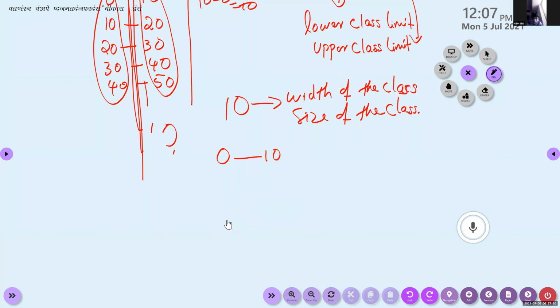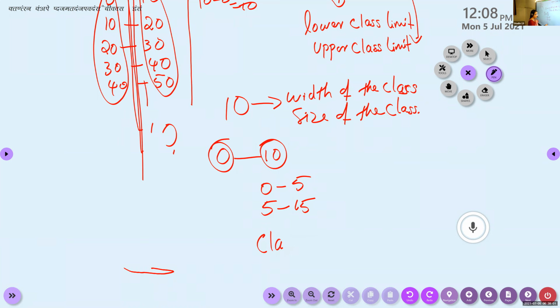The width of the class you can choose. Width means the difference between the highest value in the class and the least value in the class. Here I took 0 to 10, 10 to 20, 20 to 30, so on. So I have chosen the class width, the difference between the two limits, as 10. Or you can choose 0 to 5, 5 to 15. So what is the class width then? 5.